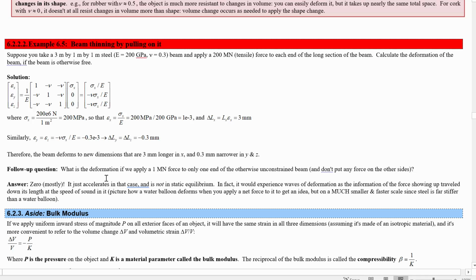Okay. Now, follow-up question. What if you don't fix both ends of it? Instead of hanging 200 meganewtons from one side and pulling back with 200 meganewtons on the other side, what if you only pull with 200 meganewtons on one side? What's the deformation now? Well, 0 mostly, because now it's not in static equilibrium. You need to apply that force on the other side to hold it still, right? If you just apply the force on one side, then it's going to accelerate off to infinity, accelerating again and again, forever and ever until it blows up. We'll see that when we don't apply the boundary conditions correctly in FlexPDE, being one of the solutions that shows up.